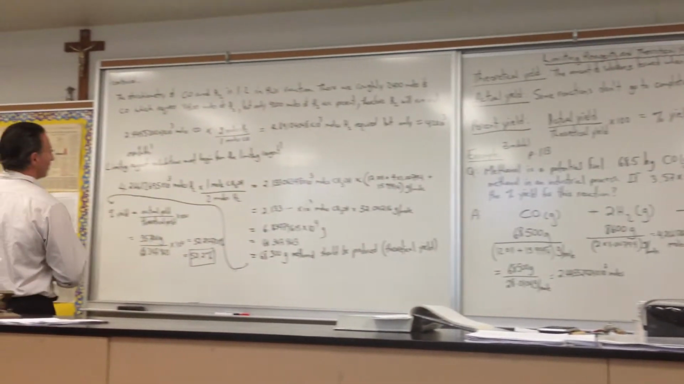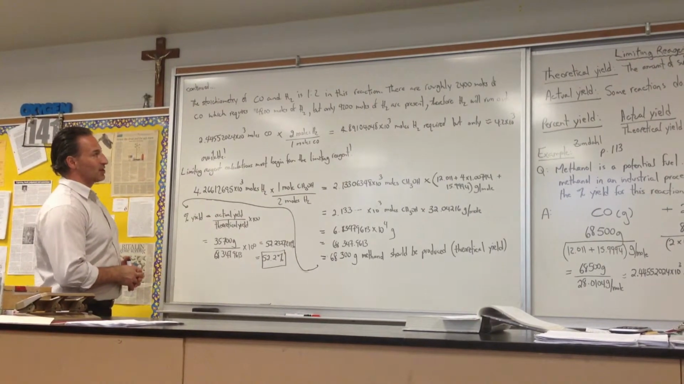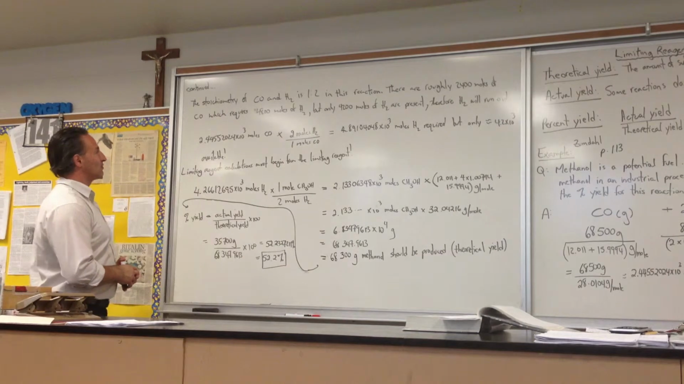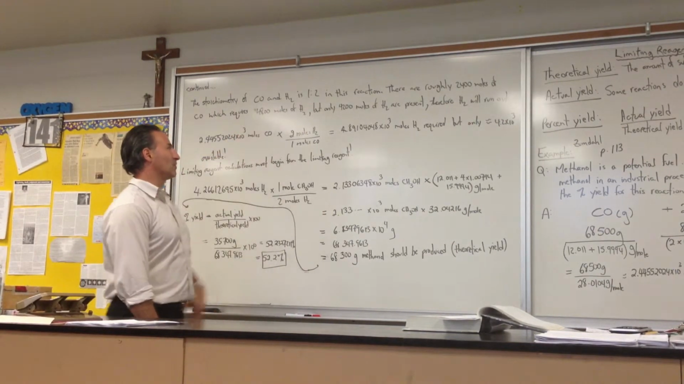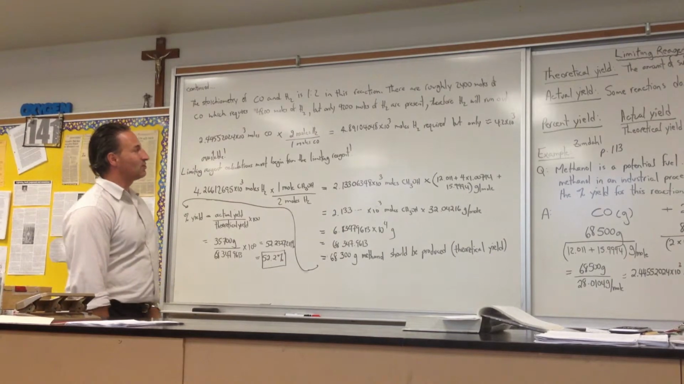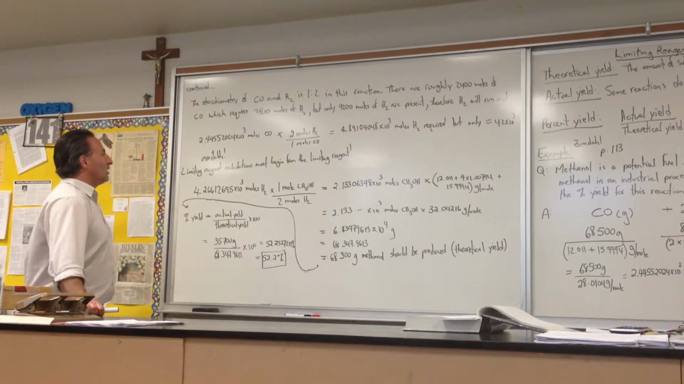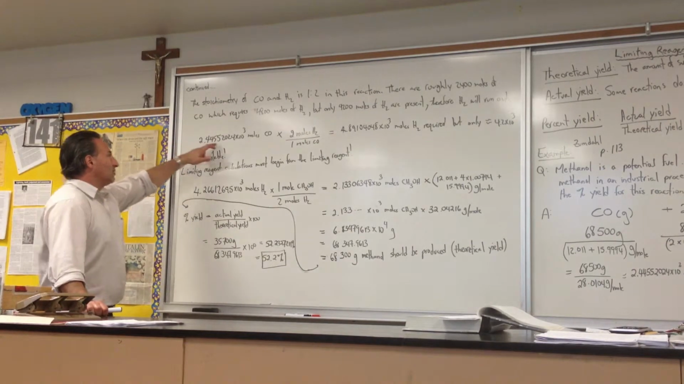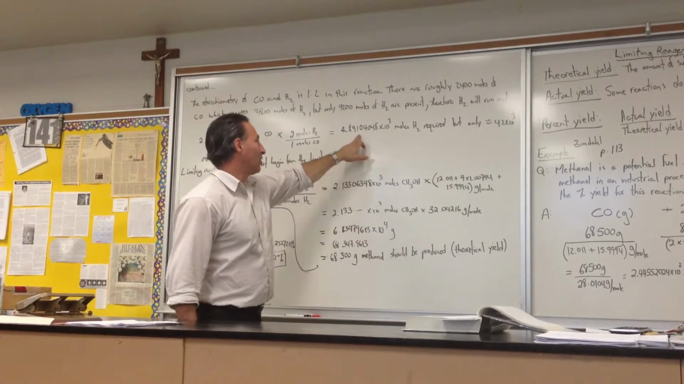by saying that the stoichiometry of carbon monoxide and hydrogen is 1 to 2 in this reaction. There are roughly 2,400 moles of carbon monoxide, which requires 4,800 moles of hydrogen. But only 4,200 moles of hydrogen are present, therefore hydrogen will run out. And I show that mathematically. Here's the actual number times the stoichiometry. That's how much hydrogen is required.